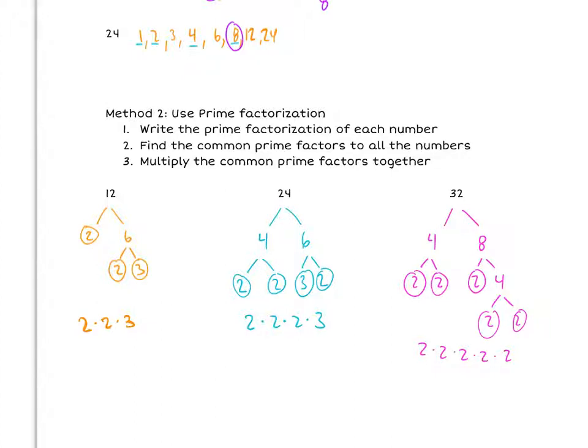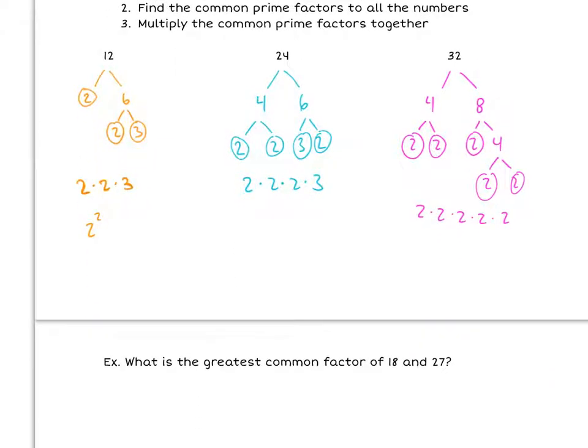Why is this to the second power? Because you have 2 2's. Yeah, but there's a 3 in there too. So if I want to write these as powers, this is how I'd write them. This one would be 2 to the 2nd power times 3. This one would be 2 to the 3rd power times 3. This one would be 2 to the 5th power.